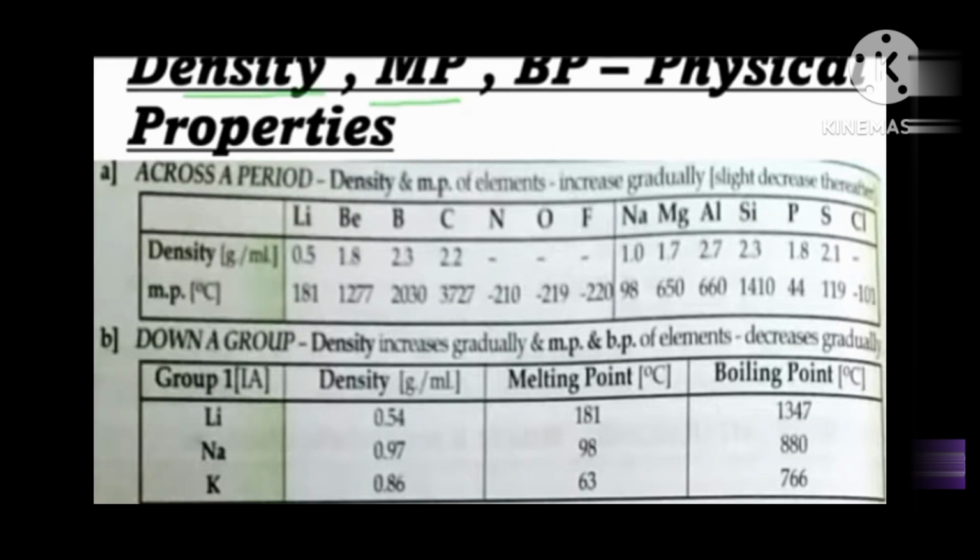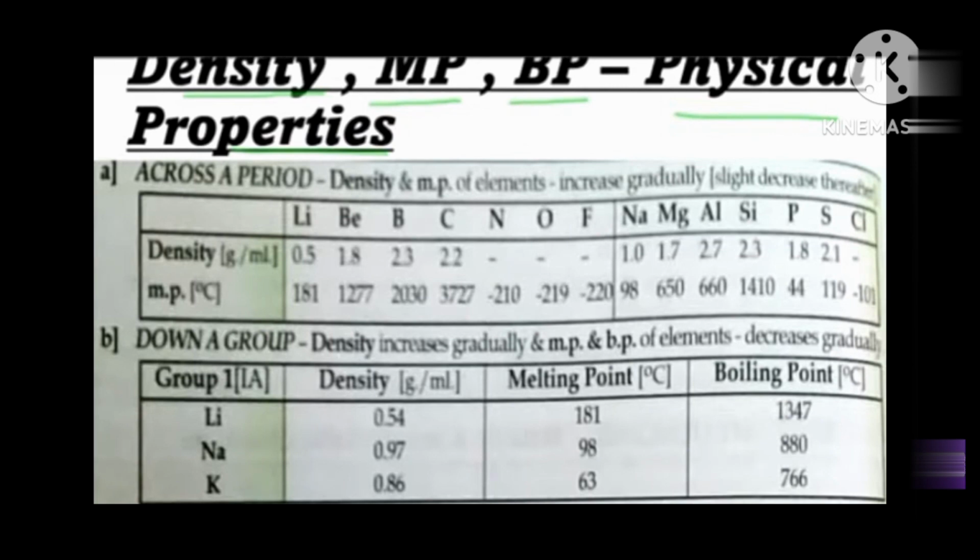Density, MP, that is the melting point, and boiling point. These are the physical properties of the periodic table. You can see periodic trends. Now, if we are going across a period, we will see the density and MP, meaning melting point, of elements increase gradually and slightly decrease thereafter.